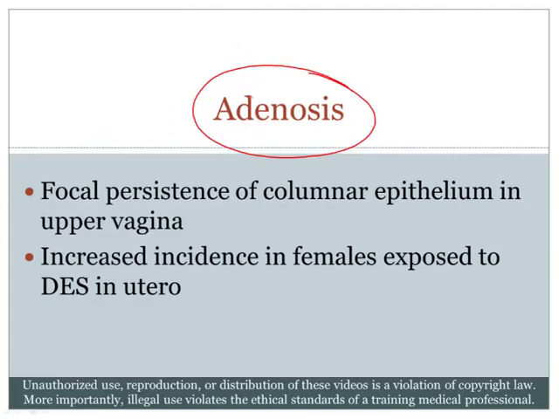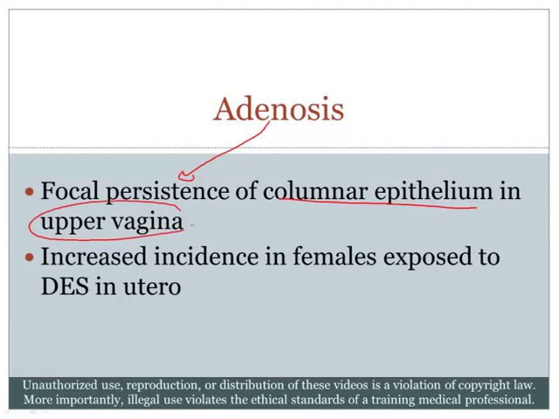And that's what I've mentioned here in your text. So adenosis is focal persistence of columnar epithelium in the upper vagina, because of course the upper vagina is derived from the Mullerian duct. Now this can rarely happen in a normal individual. However, the key association is that adenosis is seen with increased incidence in females that were exposed to a drug called DES in utero.